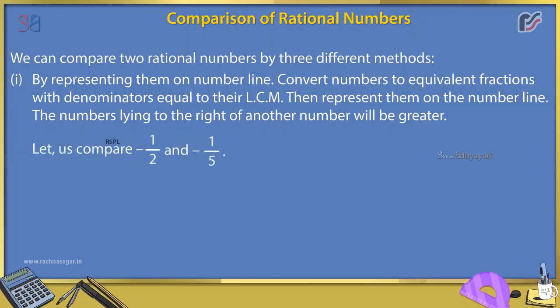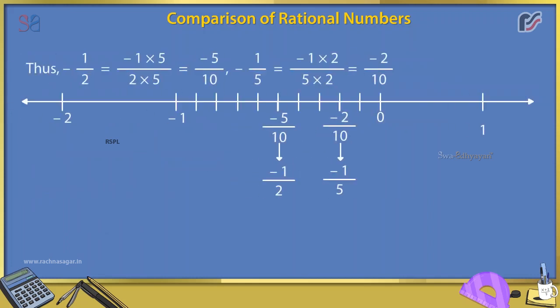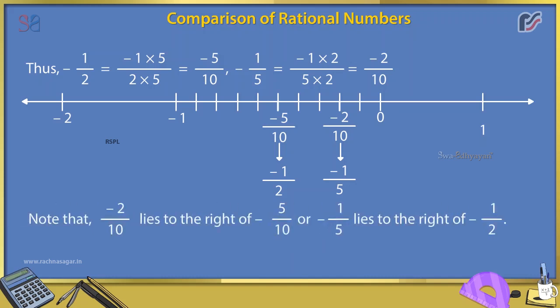Let us compare minus 1 by 2 and minus 1 by 5. The LCM of 2 and 5 is 10. Thus, minus 1 by 2 is equal to minus 1 into 5 by 2 into 5, which is equal to minus 5 by 10. Minus 1 by 5 is equal to minus 1 into 2 by 5 into 2, which is equal to minus 2 by 10. Note that minus 2 by 10 lies to the right of minus 5 by 10, or minus 1 by 5 lies to the right of minus 1 by 2. Thus, minus 1 by 5 is greater than minus 1 by 2.